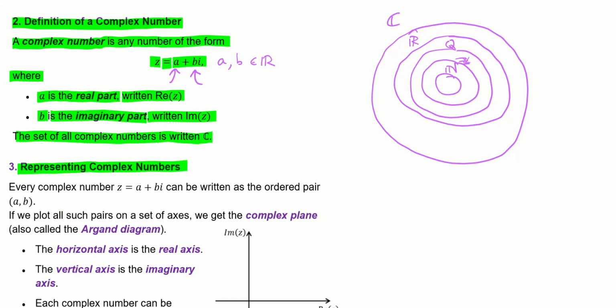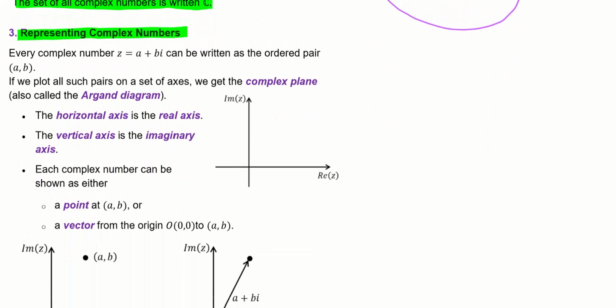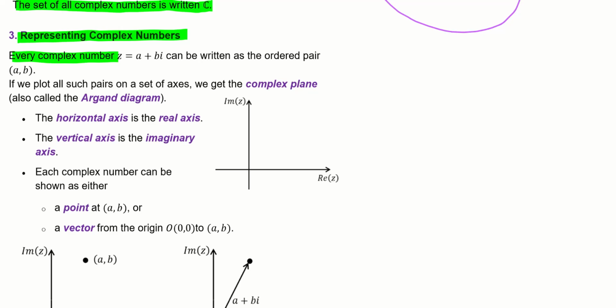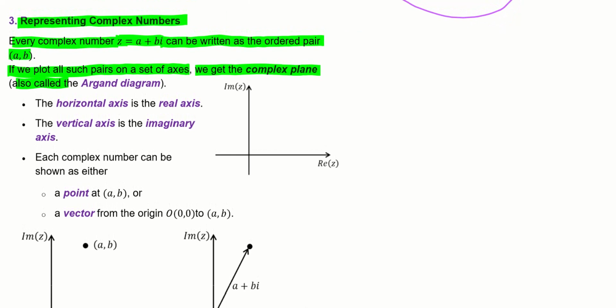Representing complex numbers. Every complex number z = a + bi can be written as the ordered pair (a, b). If we plot all such pairs on a set of axes, we get the complex plane, also called the Argand diagram. The horizontal axis is the real axis. The vertical axis is the imaginary axis.